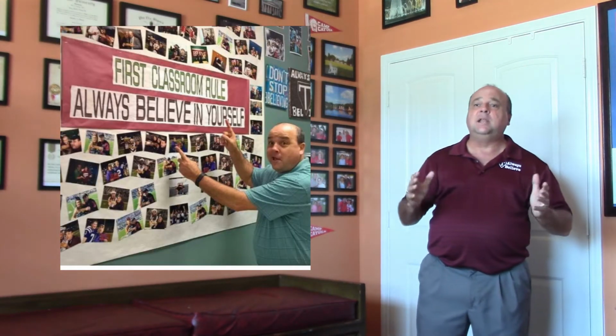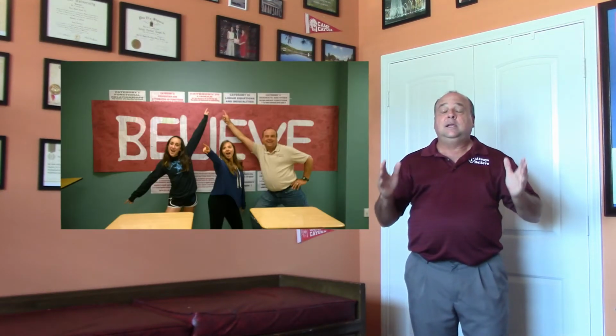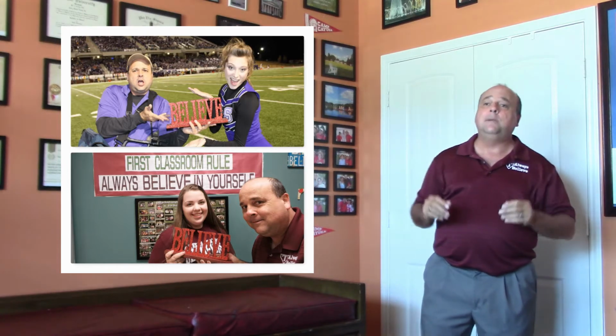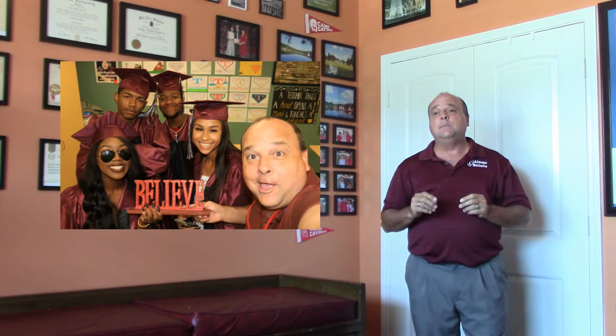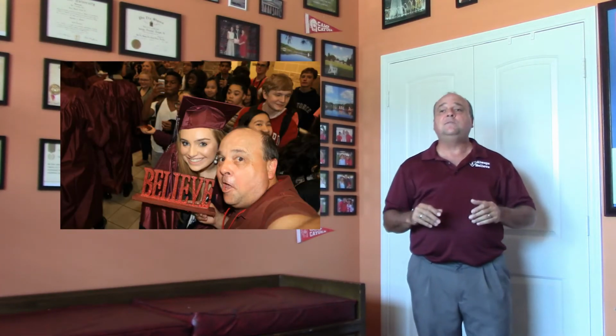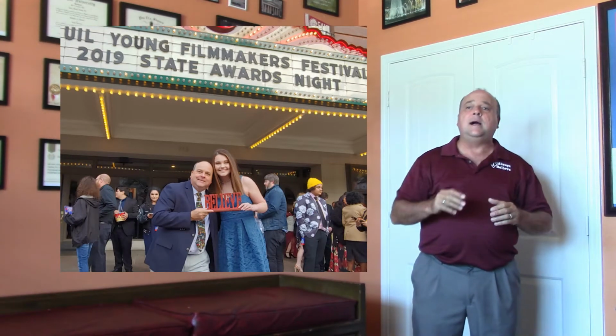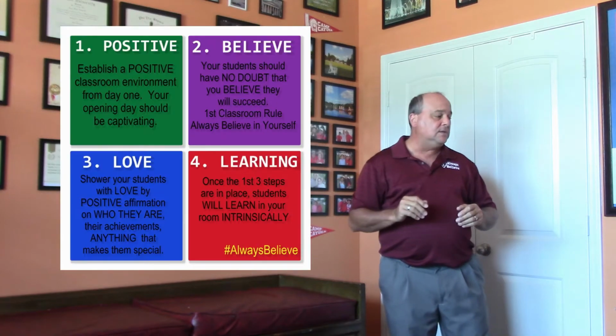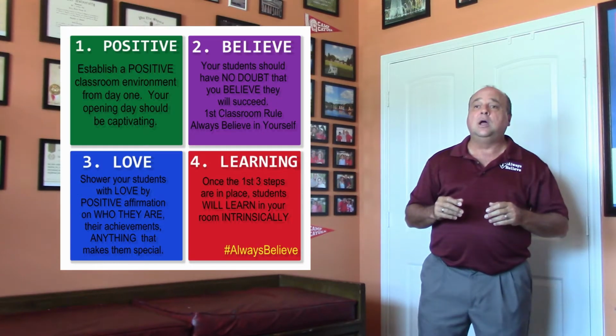Second step is to believe. The kids need to know that you believe in them. I made my first classroom rule, always believe in yourself, in 1990, and somehow, some way, through nonverbal communication, I'm able to generate belief in the kids. That's what the kids remember about me, that they believe that they could succeed. Some of them never have succeeded in math, and through my nonverbal communication, I inspire them to believe that they could succeed. The next step is love.